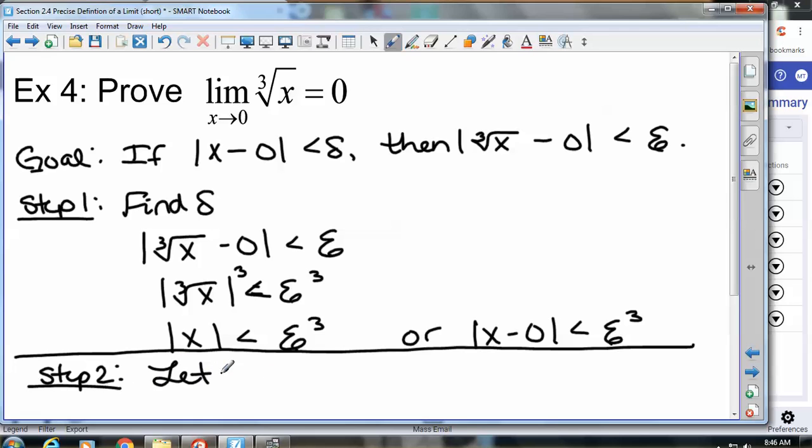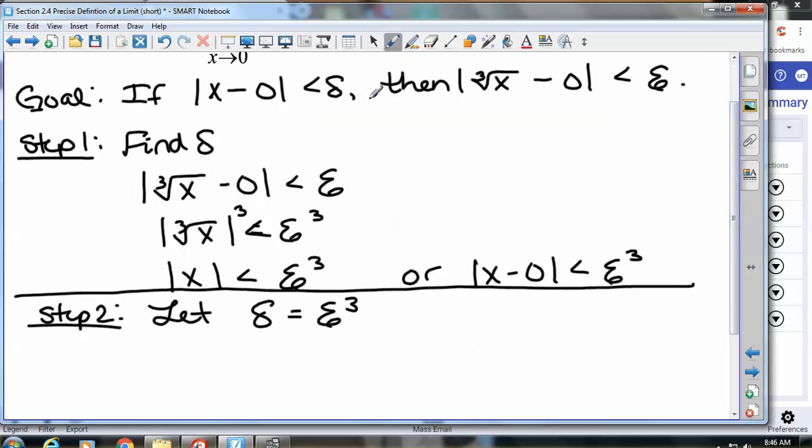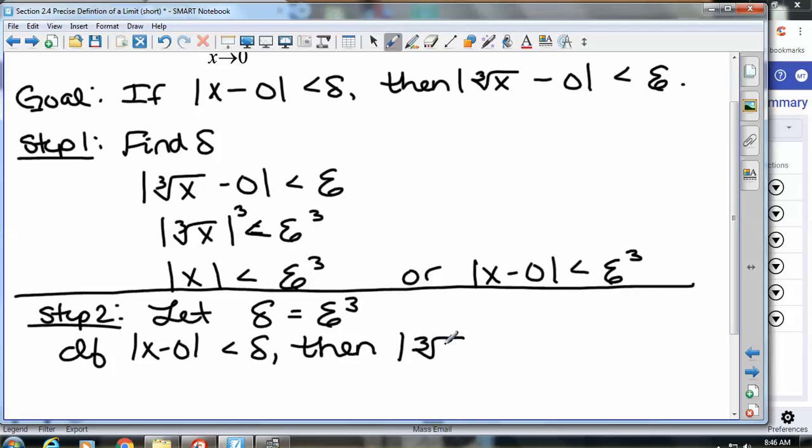So step 2, we have to first write that. Let delta equal epsilon cubed. Then we're going to write the first part of the definition. If the absolute value of x minus 0 is less than delta, then the absolute value of the cube root of x minus 0. And now we have to work it out to get a less than and an epsilon. But this is just the cube root of x.